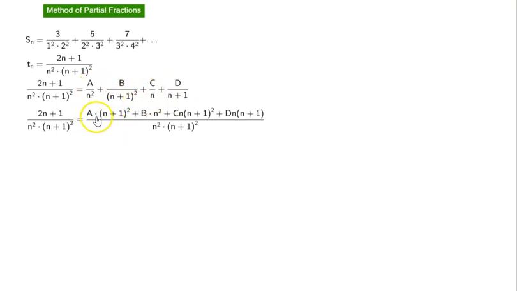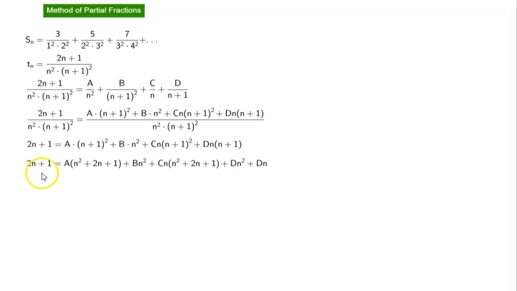Combining these terms, we get a times (n+1)² plus b times n² plus (cn) times n (n+1)² plus (dn) times n(n+1), divided by n²(n+1)². The denominators cancel out and we have only the numerator on both sides. Now, simplifying it, we get 2n+1 is equal to a times (n²+2n+1) plus bn² plus cn times (n²+2n+1) plus dn² plus dn.